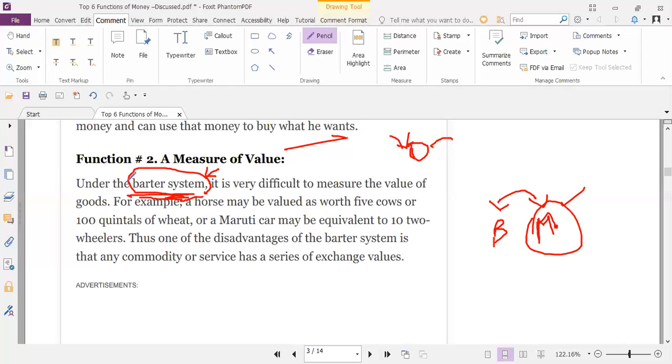So under the barter system, it is very difficult to measure the value of goods. For example, a horse may be valued as worth 5 cows or 100 quintal of wheat, or a Maruti car may be equivalent to 10 two-wheelers. Thus, one of the disadvantages of barter system is that any commodity or service has a series of exchange values. You can see there is a series of exchange values, like comparing the horse's value to the number of cows, the weight of wheat, a Maruti car, and so on.